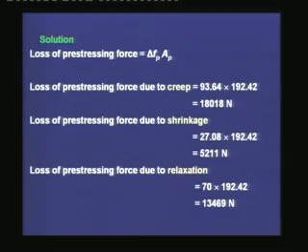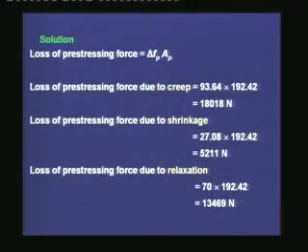We have calculated the loss of the pre-stress for the creep, shrinkage and relaxation individually. Next, we are calculating the loss of the pre-stressing force. The loss of the pre-stressing force is given as the drop in the pre-stress times the area of the pre-stressing steel. The loss of pre-stressing force due to creep is equal to 93.64, which is the drop in pre-stress due to creep, times the area of the pre-stressing steel, which is equal to 18,018 Newton.